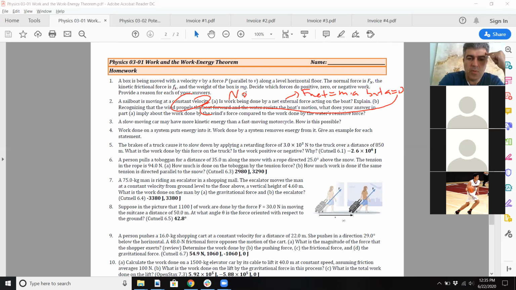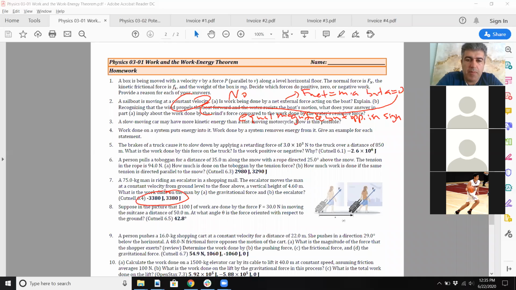For B, recognize that the wind propels the boat forward and the water resists the boat's motion. What does the answer to part A imply about the work done by the wind's force compared to the work done by the water? So they're going to be equal in magnitude, but opposite in sign, because they're counteracting each other. Kind of like what we saw over here for number 7.